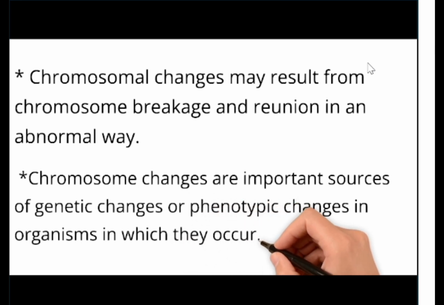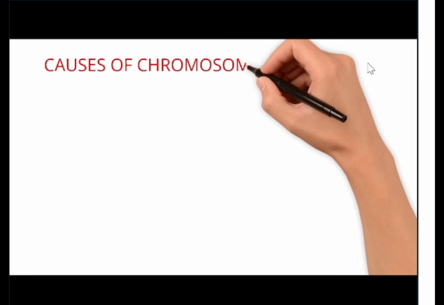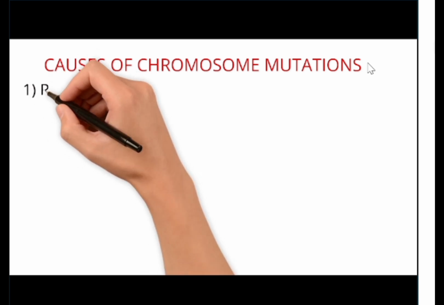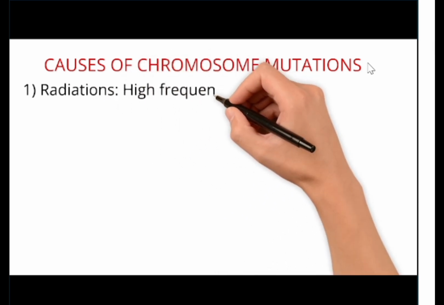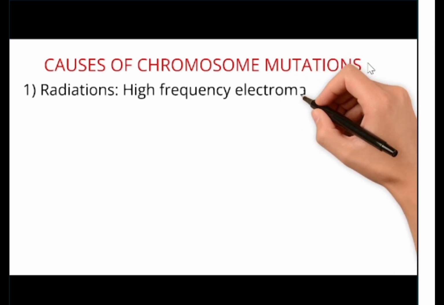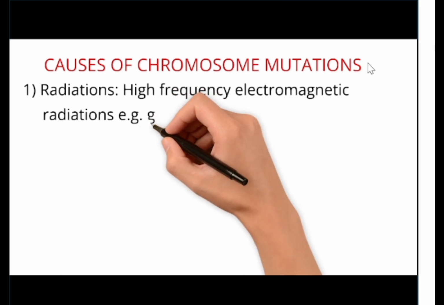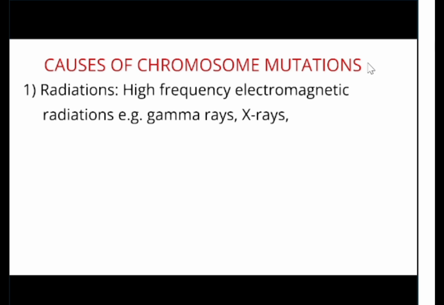All right. So the next thing I would want us to look at is the causes of chromosome mutations. What are the causes of chromosome mutations? What brings about changes in chromosomes? So the first cause of chromosome mutation or chromosome aberration is radiation. So radiations of very high frequency or electromagnetic radiations can cause chromosome changes. They can cause damage to chromosomes of an individual. Such radiations like X-rays and gamma rays and even ultraviolet radiations can bring about chromosome mutation.